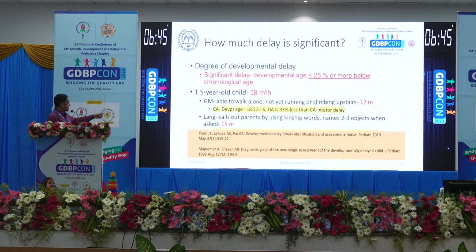Now one more example, I'm sorry, it is hidden below the text box. For the language domain, this child is calling out to parents using kinship words. This child is able to name 2-3 objects when we ask. That corresponds to a 15-month level. So that delay comes to around 3 months, which roughly translates to around 16%. There is only a 16% difference as compared to the chronological age. That you label as developmental lag. You have to tell the parents that there is a caution in the language domain, but there is a definite delay in the gross motor domain. We should start working on the child. Do you understand? That's the difference between a delay and a lag.